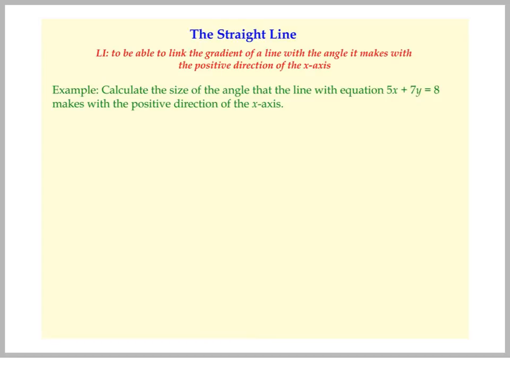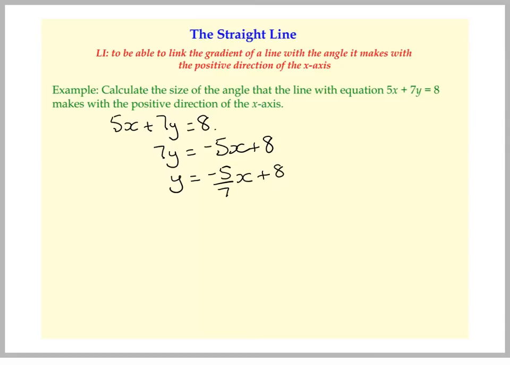This is the same kind of example, although we have it in a different form. 5x plus 7y equals 8. So what we need is y equals, that means that 7y equals minus 5x plus 8. Divide by 7 all the way through, so we get minus 5/7 x plus 8 over 7. Now the important thing is this gradient here, m equals minus 5 over 7.